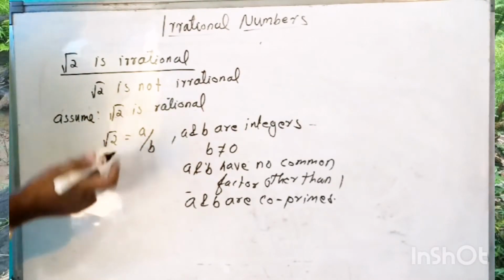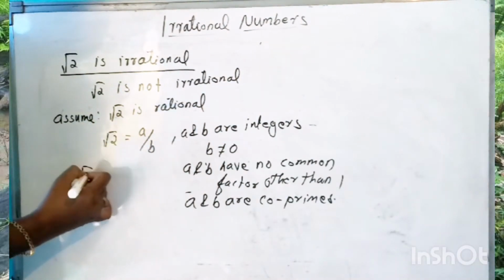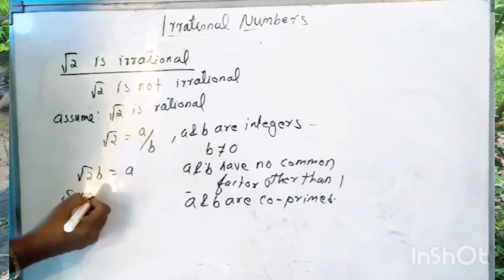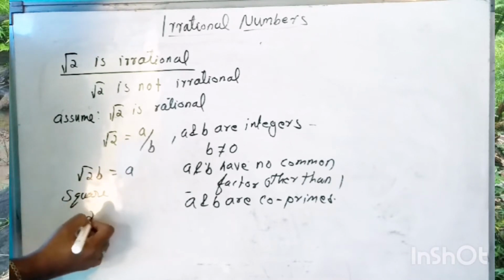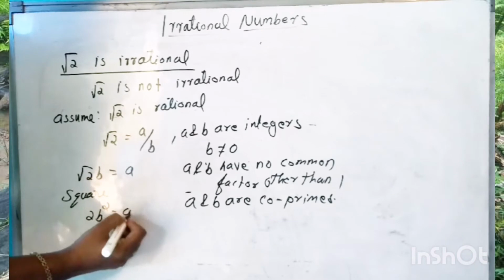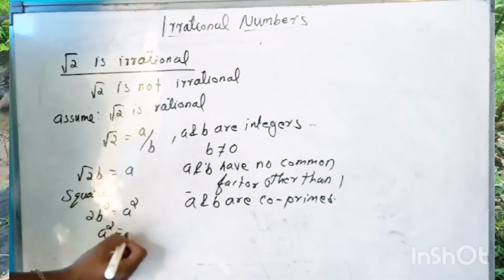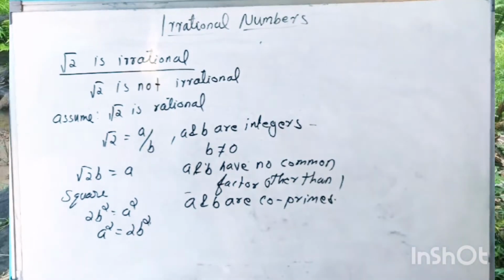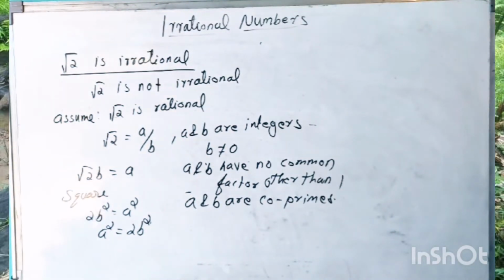Now take this B to the other side, then we will get root 2 into B is equal to A. Now square on both sides, then we will get 2B square is equal to A square, or we can write it as A square is equal to 2B square. Here we expressed A square as the product of 2 and B square.